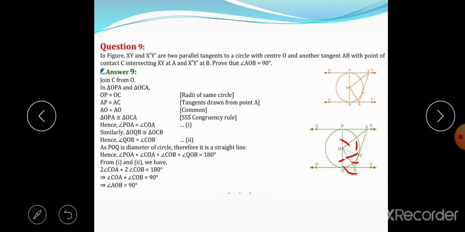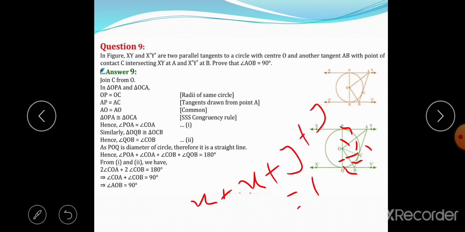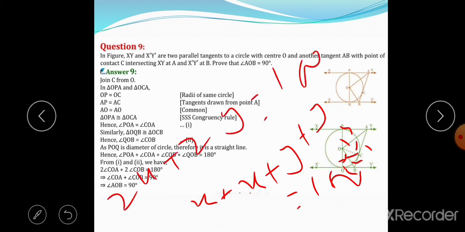This is x, this is y. So x plus y is equal to 180 because it forms a linear pair. So 2x plus 2y equals 180. Taking 2 outside, 2 times x plus y equals 180, which means x plus y equals 90. Therefore angle AOB is equal to 90 degrees. This way we can prove the sum. I hope you all understood this sum.